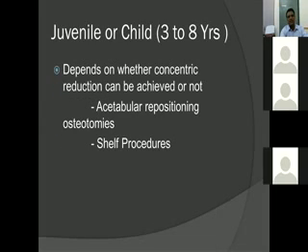So in a juvenile child, 3 to 8 years, here again the treatment depends on whether on open reduction one is able to bring the femoral head into the acetabulum with concentric reduction or it is not possible. Depending on that, we have to do acetabular osteotomies here.